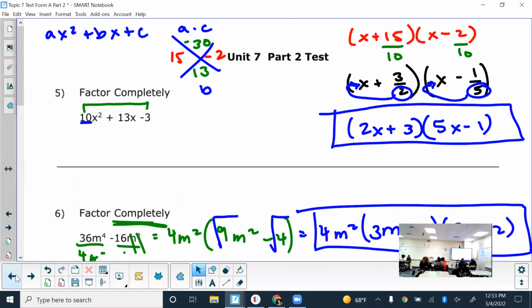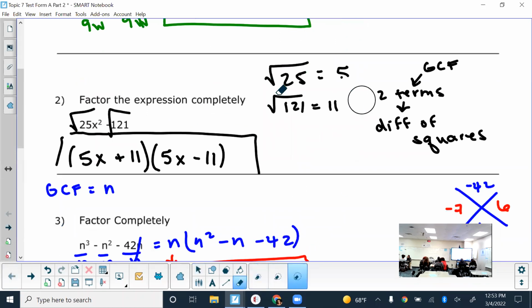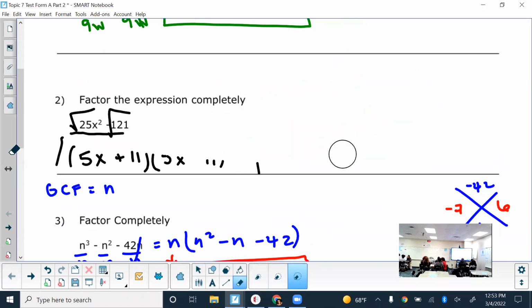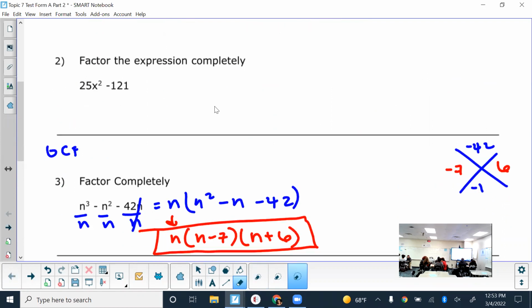All right, so starting with number 2 on part 2. What is the first step in any type of factoring situation? Find the GCF. Find the GCF. Is there one in number 2? Is there a common factor between 25 and 121? No, and they both don't have x's.